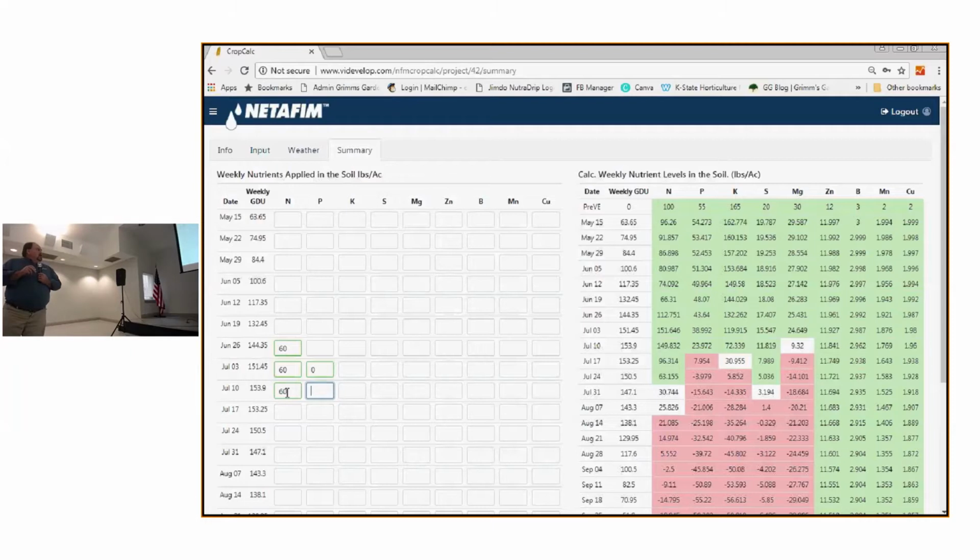So let's add another 60 here. What happened? We're past that rapid uptake part, and all of a sudden adding 60 pounds bought us a whole bunch. So we could back that down. Let's go 30 and see what happens. So that backed us down. It bought us a couple of weeks, but we're putting on half as much.